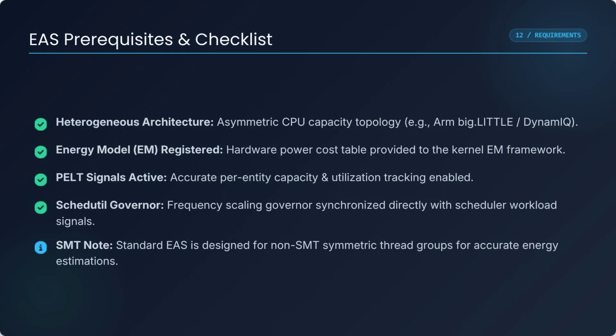Finally, EAS doesn't run on every Linux system by default. A few conditions need to be met. The hardware needs an asymmetric, heterogeneous topology, like big.LITTLE or DynamIQ. An energy model with real power cost data must be registered with the kernel. Accurate PELT utilization signals need to be active. The system needs to be scheduled with the schedutil CPU frequency governor, since EAS's predictions assume the governor's behavior, and in its standard form, EAS is designed for non-SMT configurations to keep its energy estimates accurate.